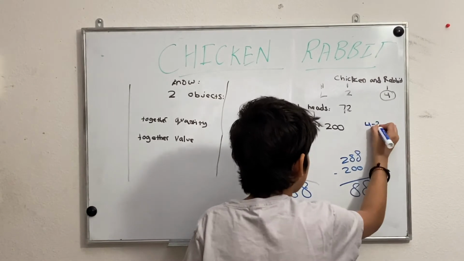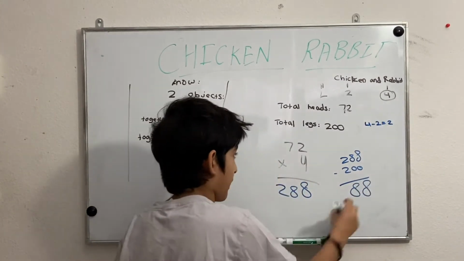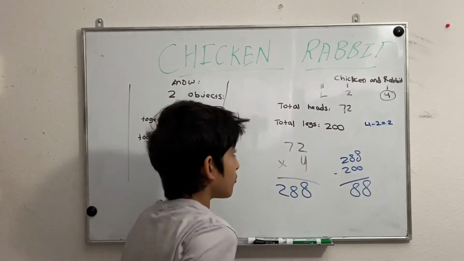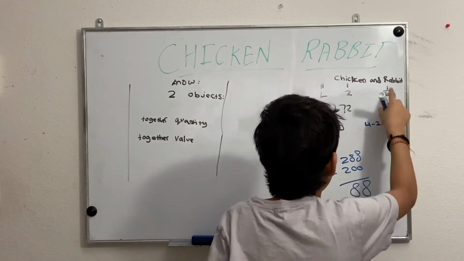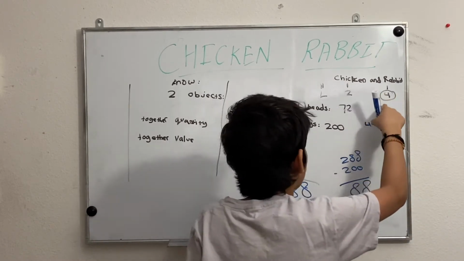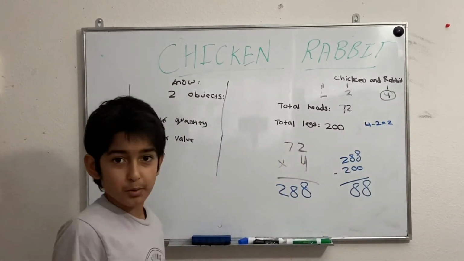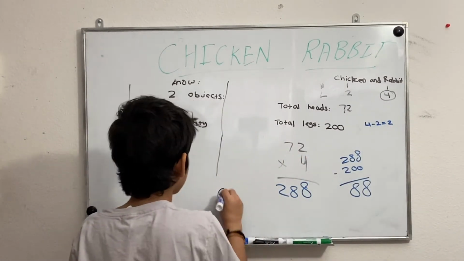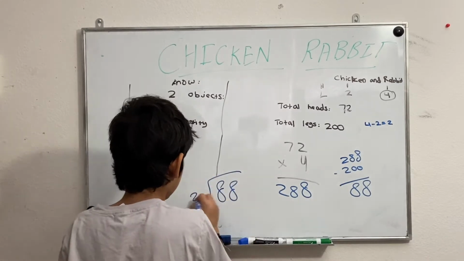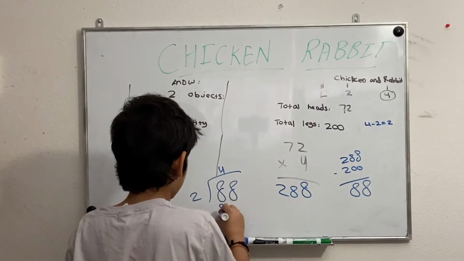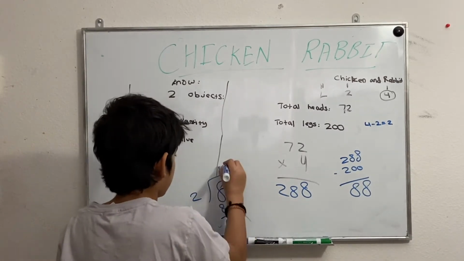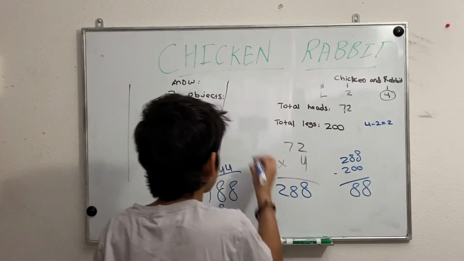Okay, now what we're going to do is subtract these two: 4 minus 2 is equal to 2. And then divide to find out how many chickens there are. We started with rabbit, but we're always going to find the opposite. So if we start with rabbit, it's going to be chicken. If we start with chicken, it's going to be rabbit. That's what we're going to find out. So 88 divided by 2 is equal to 44, as you can see. Okay, that means there's 44 chickens.